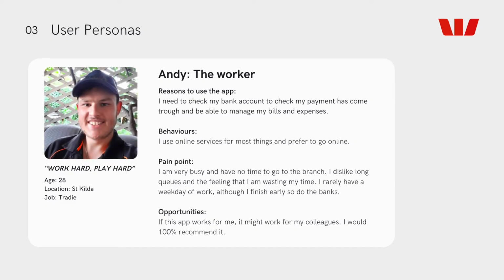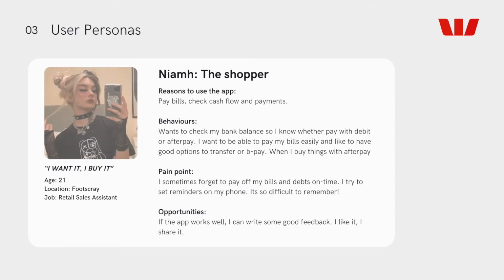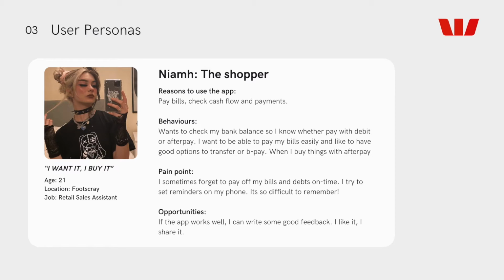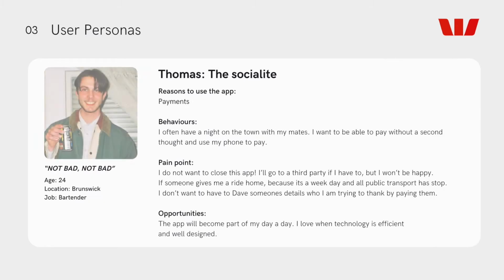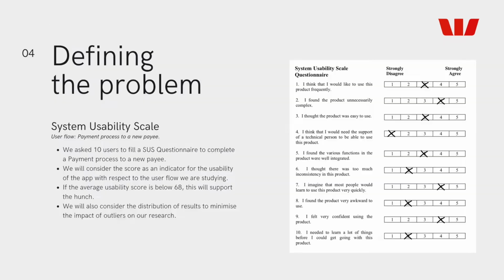The next step is the user personas, that are characters which, based on our research, represent the different types of users we have. Once we understand better who our users are, we start defining the problem. And for this, we use the System Usability Scale questionnaire, where we ask 10 users to fill in this questionnaire to complete a payment process to a new payee.